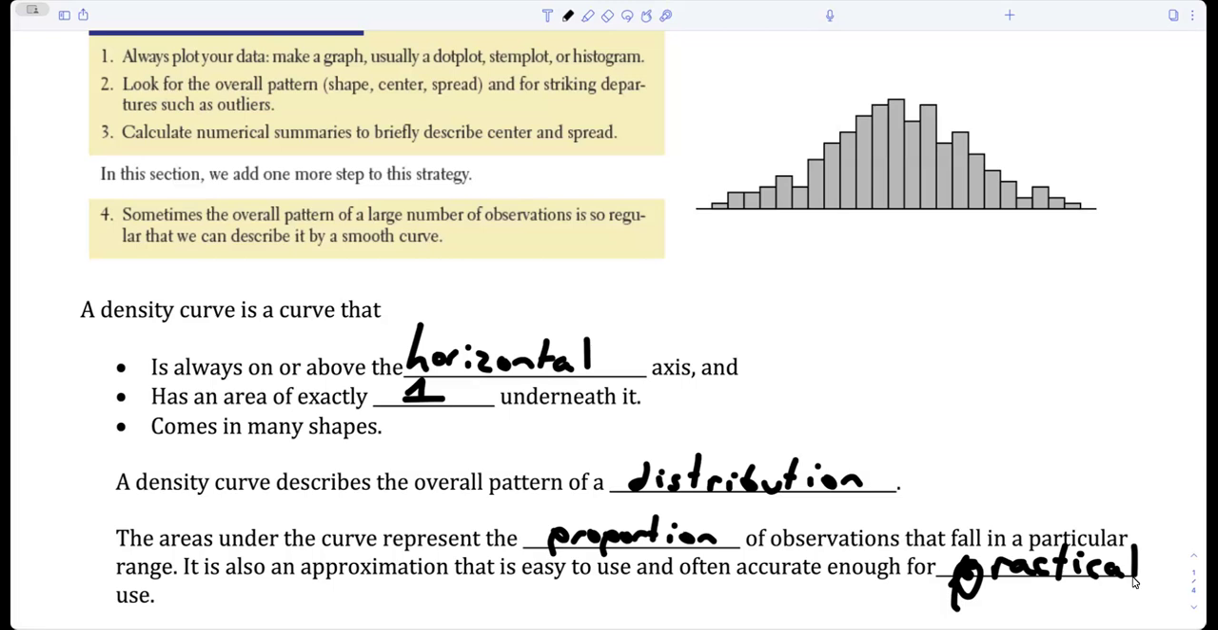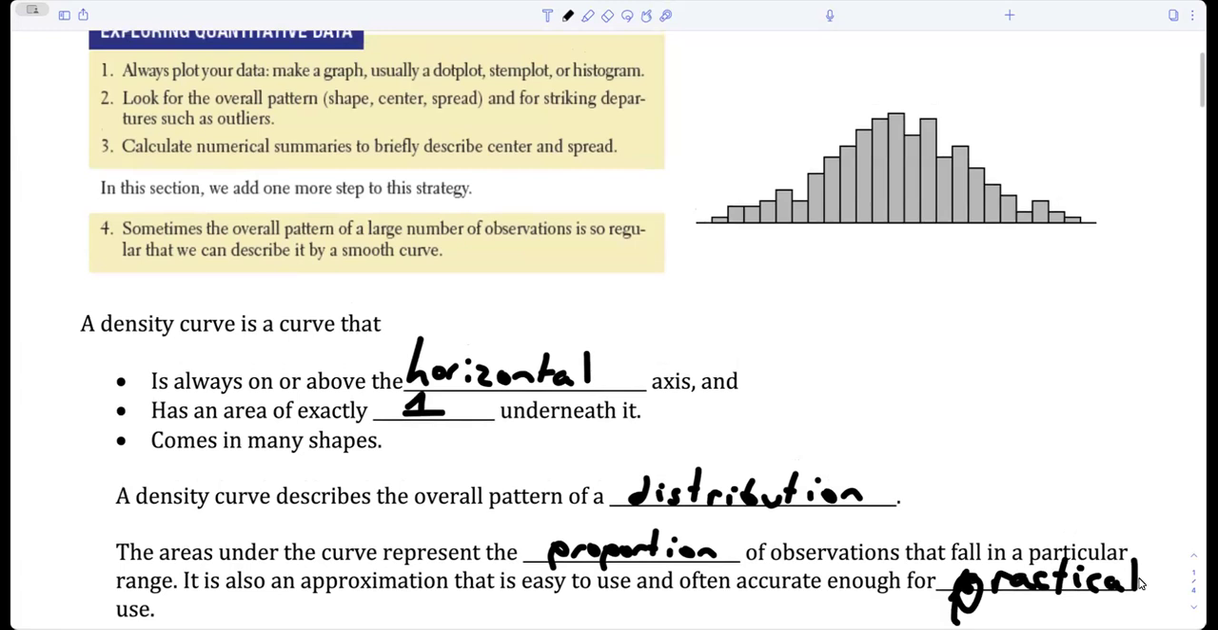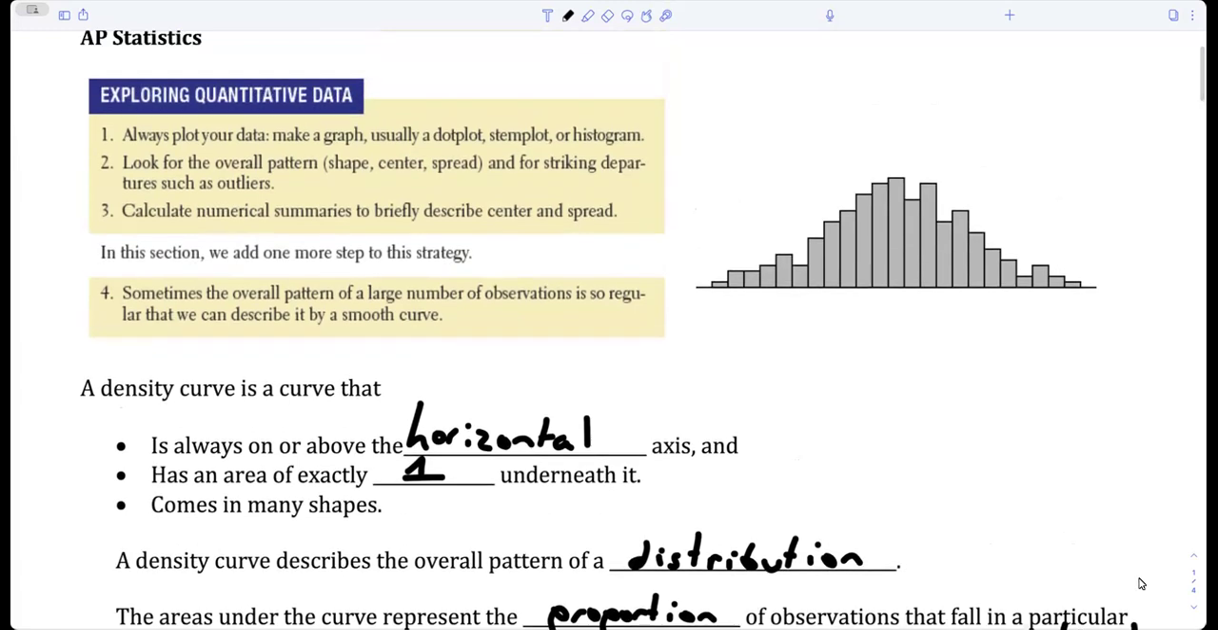So we have a histogram there. It is a distribution. So a density curve for this histogram might look something like that, where it is approximating the histogram there. It's not exact, right? Some of the bars are under the curve, some of the bars are over the curve, but it's approximating that distribution.